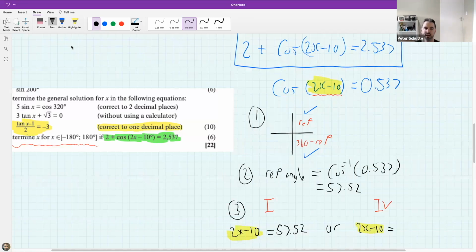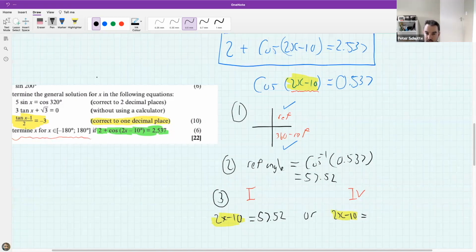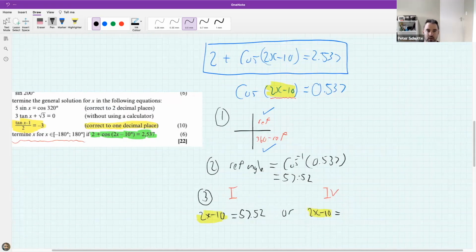If we look at the method or process we've been following, quadrant 1 was just 57.52, which was the reference angle. This would just be 360 minus 57.52. I want you to find me what is the value of x in quadrant 1 and what is the value of x in quadrant number 4. You have to do a bit more work.